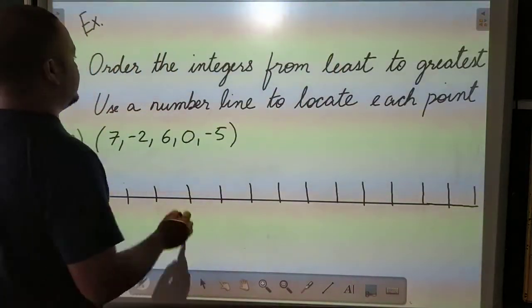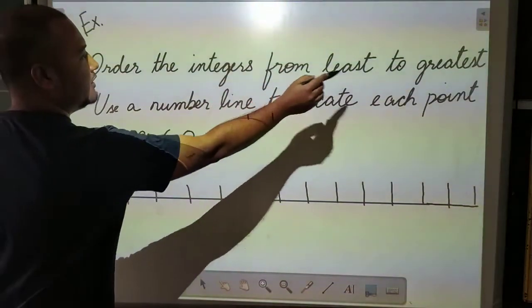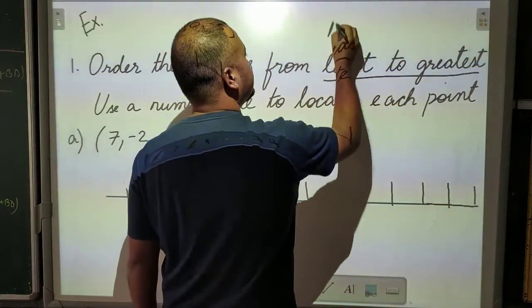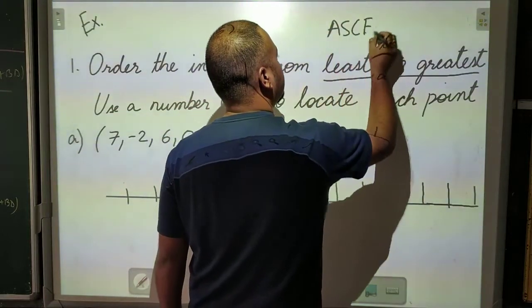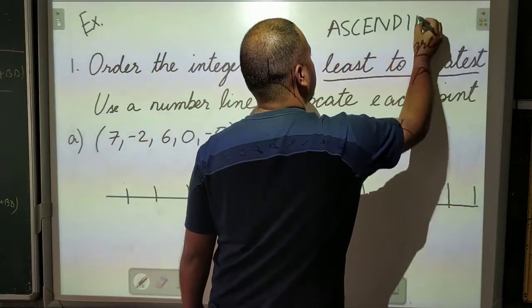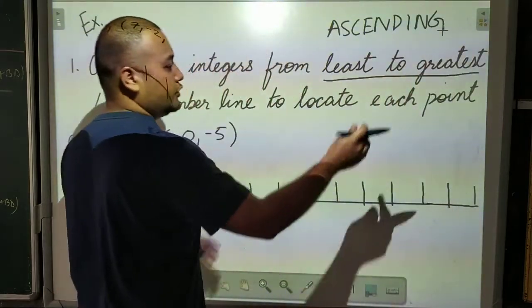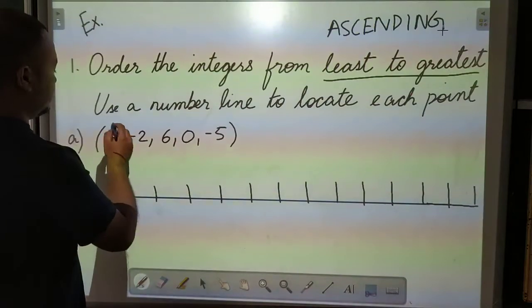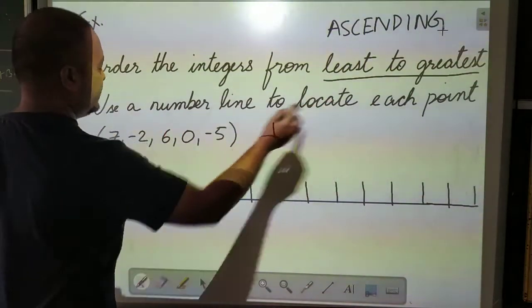So let's look at this question. Order the integers from least to greatest. Least to greatest means ascending. So first we have to write the smallest number and then move to the bigger numbers. So, ascending order. Use a number line to locate each point.